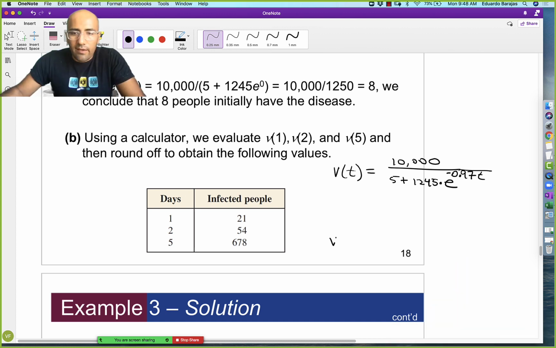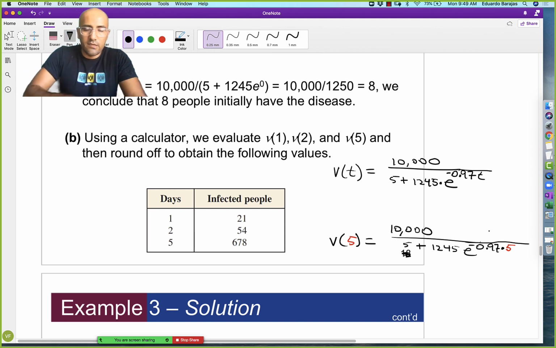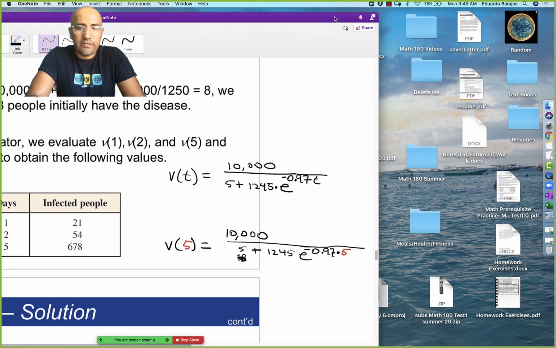So V of 5 is going to be 10,000 divided by 5 plus 1245 times e to the power of negative 0.97 times 5. And so we definitely want to use technology here. This arithmetic is pretty ugly, so please don't be afraid of technology.